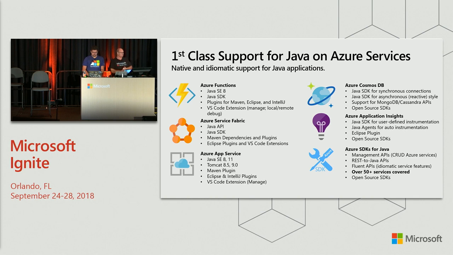Service Fabric, as I mentioned, has a Java API and a Java SDK. And it has a way of managing containers and microservices that run on top of those containers. And those could be multi-language. In this case, with Java, you could have Java apps, break them up into microservices, and then have those microservices managed on containers for you in a single pane of glass, basically. Azure App Service, we support Java 8 and 11, and Tomcat 8 and 9. We have a Maven plugin for that.